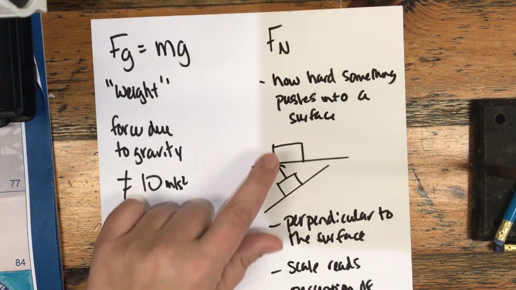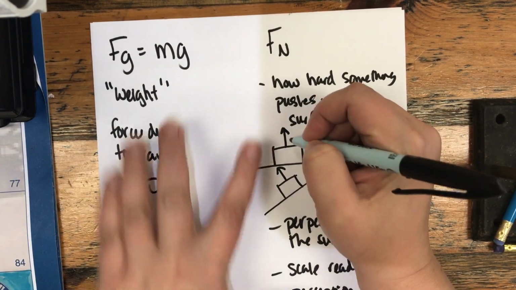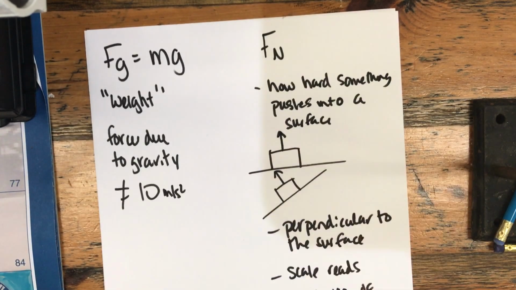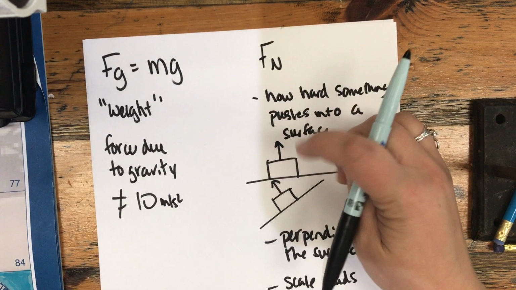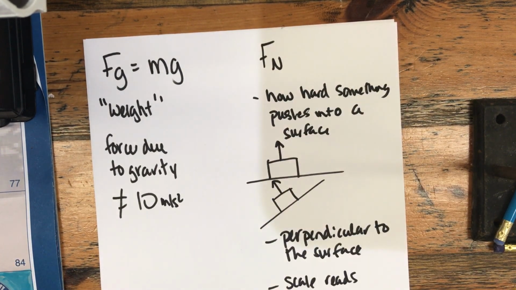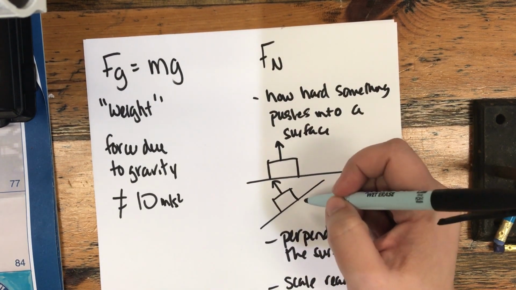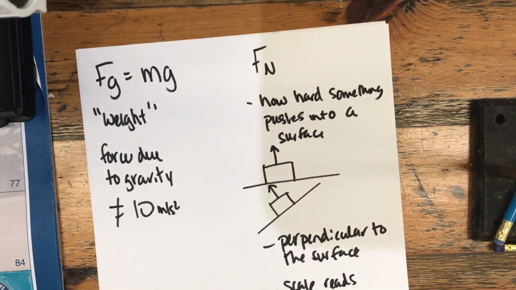And in this example right here, we're talking about one box, and it's at rest here or it's at rest here. But also, keep in mind how hard you're pushing into a surface. So if I were to apply some downward force, like if I were to push down with my hand, it's going to push into the table more, right? So it's going to be equal to every downward pushing force that's perpendicular to that surface.